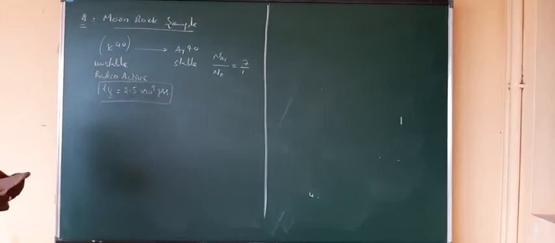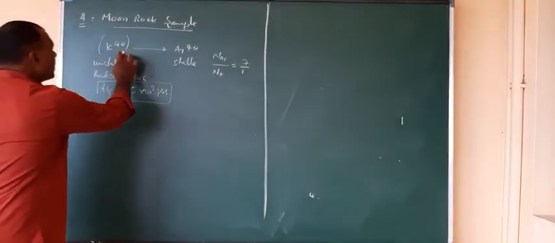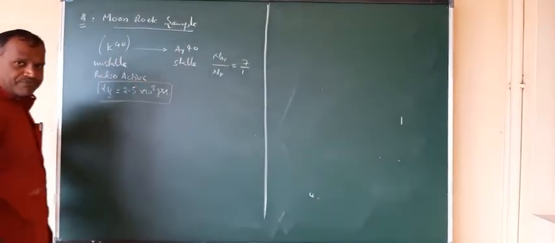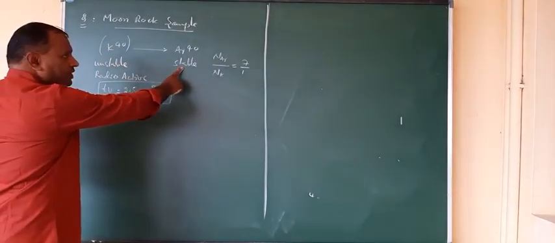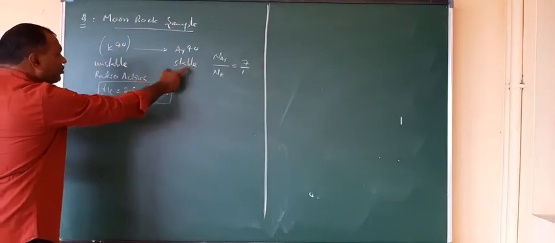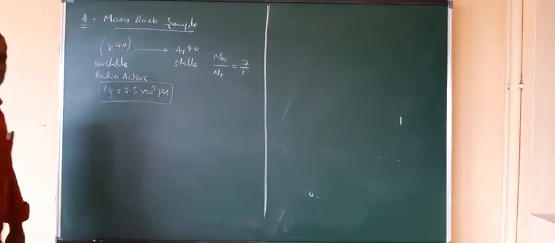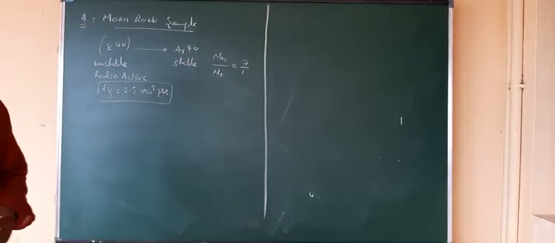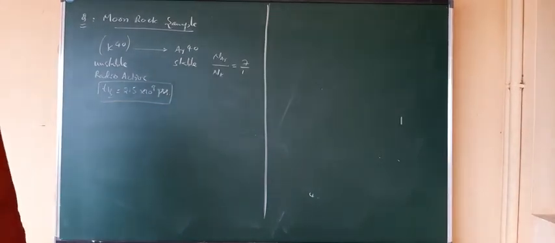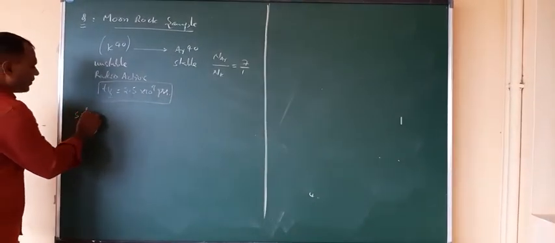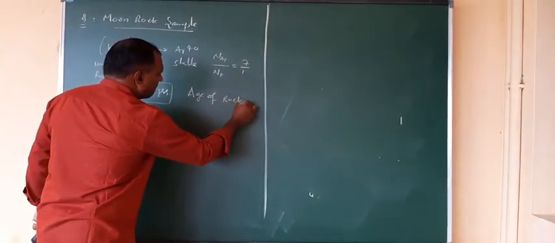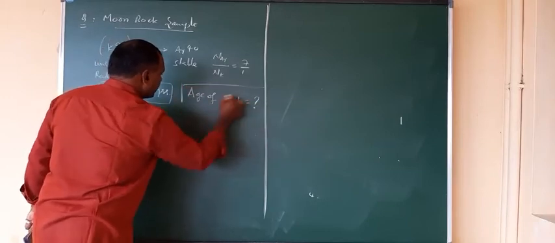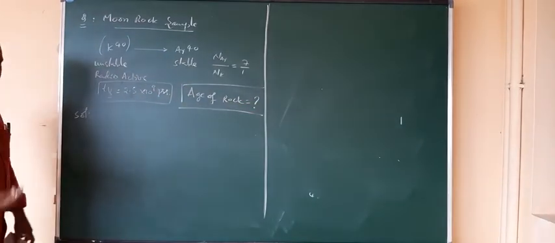It is given as 7:1. Correct. So here we have an unstable one and a stable one. The unstable one is disintegrating and becomes the stable one, and the ratio of the number of nuclei, stable to unstable, is given as 7:1. Okay, that is given. Now, initially we have to find out the age of the rock. This is the requirement we need to calculate.